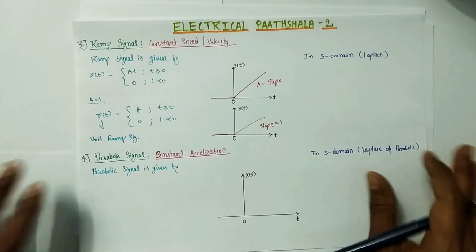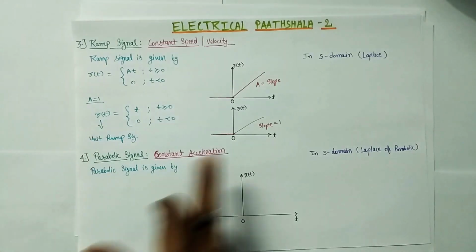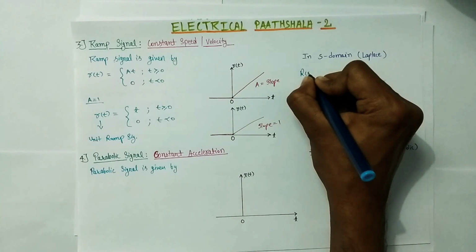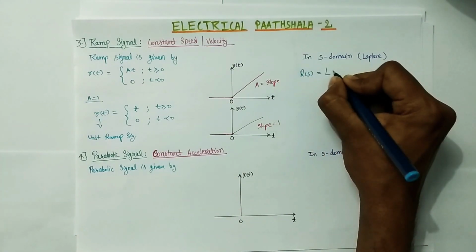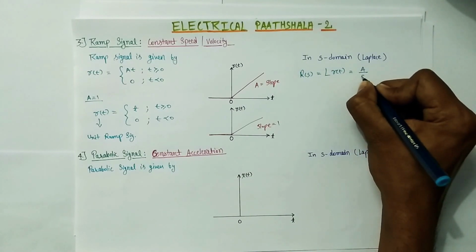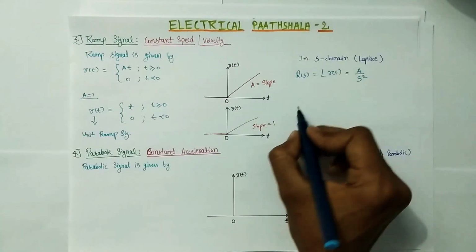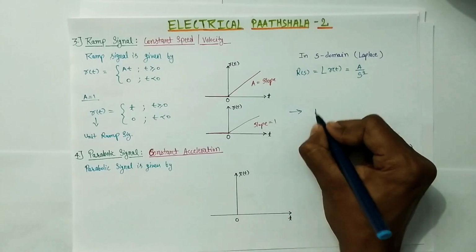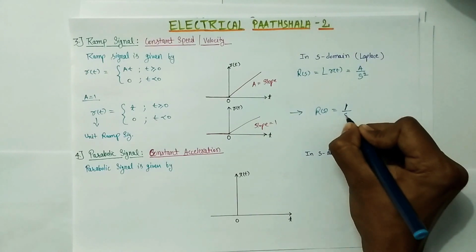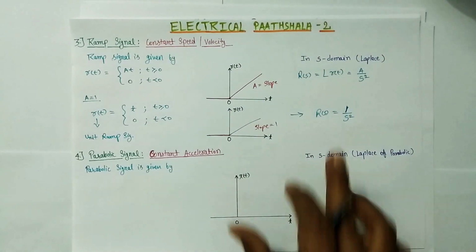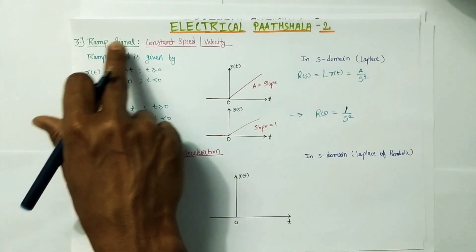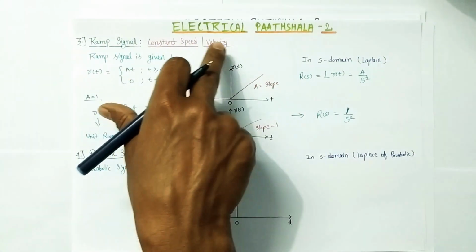Now again, this is the ramp signal in the time domain. In the S domain, or frequency domain, the ramp signal is given by R(s) equals Laplace of r(t), which is A by s square. And for the unit ramp signal, the Laplace transform is simply 1 by s square. So this is the Laplace of the ramp signal. One more thing, guys: the ramp signal is known as constant speed or constant velocity.